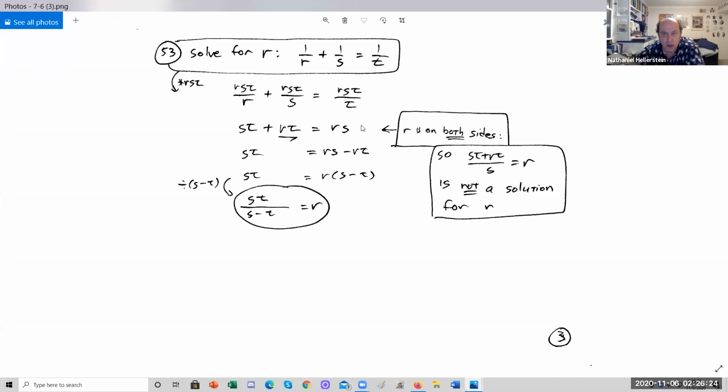It'd be tempting to say divide by s and get r equals st plus rt over s, but that's not a solution because you'd have to know r in order to get r, and so that's pointless. So we want to get r by itself. So first we transpose the rt to the right. So st equals rs minus rt. These have a common factor of r. So st equals r times s minus t. Then we divide by s minus t and get r equals st over s minus t. The product over the difference rather than the product over the sum.